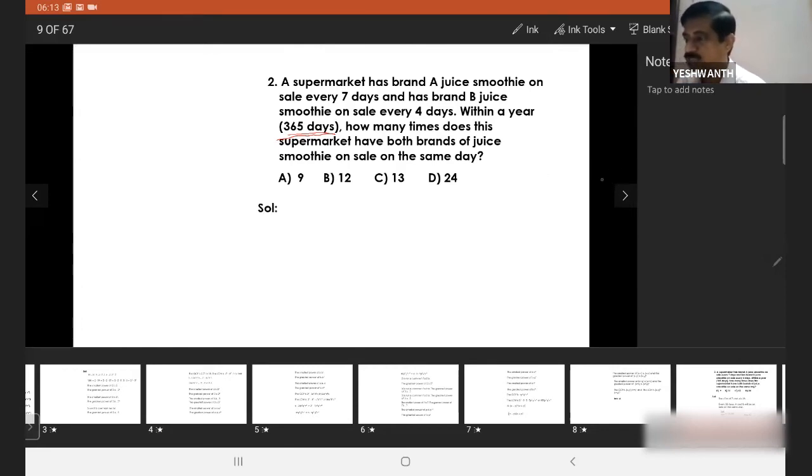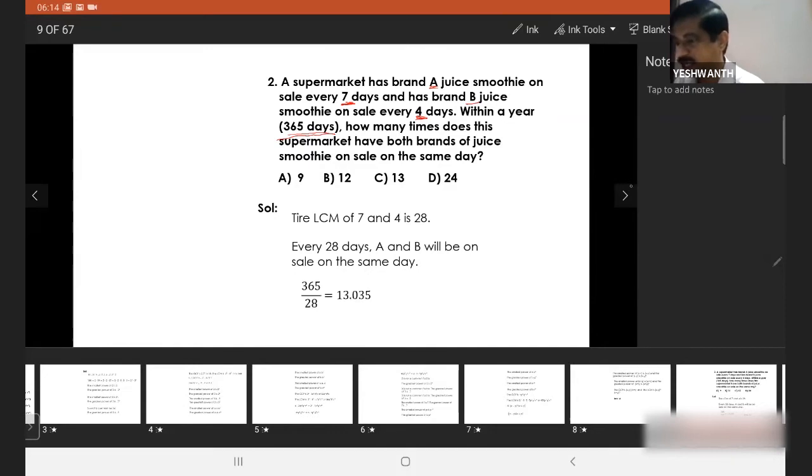So let us now start the solution here. See, LCM of 7 and 4. 7 days is for brand A and 4 days is for brand B. So if you take LCM of 7 and 4, it is 28. So that means every 28 days we get a common day, the same day on which both the products are available in the supermarket for sale.